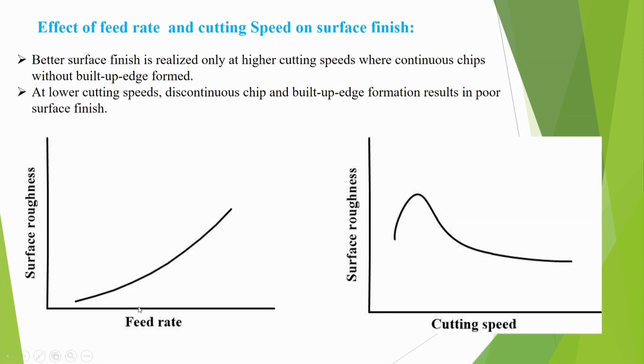So surface roughness with feed is increasing like that. Better to say feed, not feed rate, feed in millimeter per revolution. Better to say that, then surface roughness is coming like that. With cutting speed, initially as the cutting speed increases, built up edge formation starts, because more temperature may be generated, therefore surface roughness increases. But after a certain point, with cutting speed, the surface roughness is decreasing. But as I have indicated, here the surface roughness is increasing with feed, but it may not be practically so.